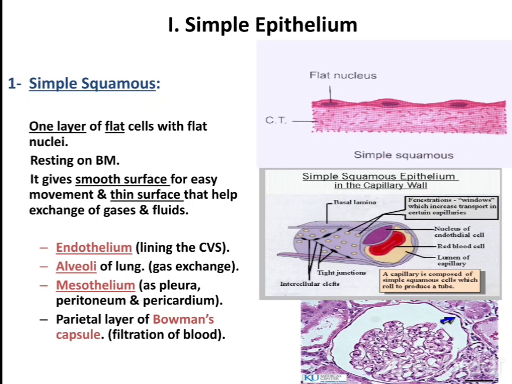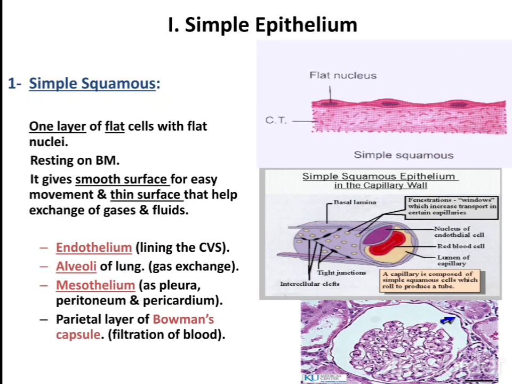In the structure we mention that it contains one layer of flat cells with flat nuclei, which is resting on the basement membrane, and the function is it gives a smooth surface for easy movement and a thin surface that helps for the exchange of gases and liquids. And the location is it is found in the endothelium, that is lining the cardiovascular system, that is CVS, alveoli of lung, mesothelium, parietal layer of Bowman's capsule for the filtration of the blood.